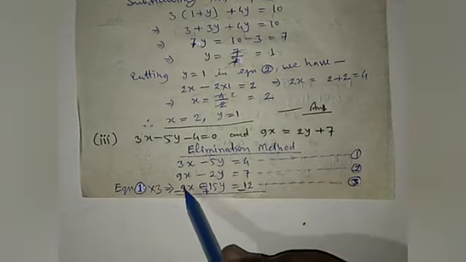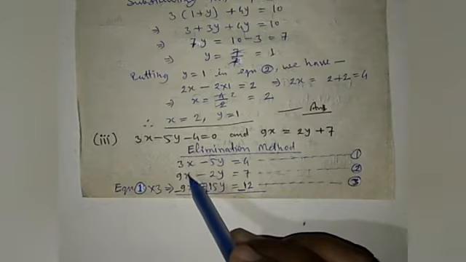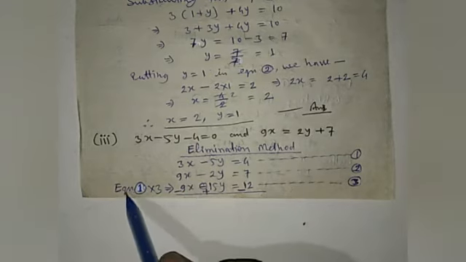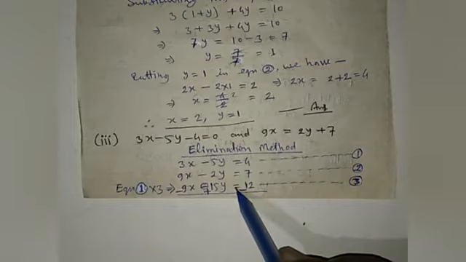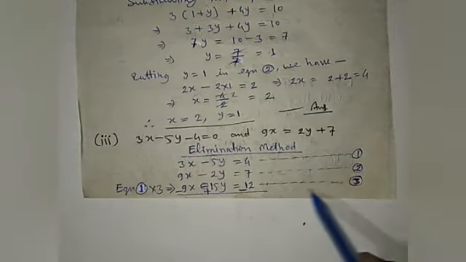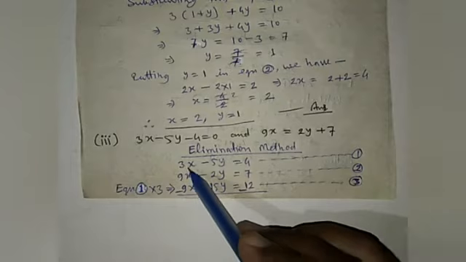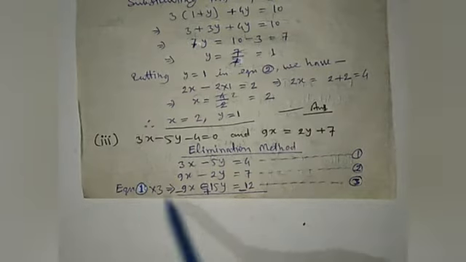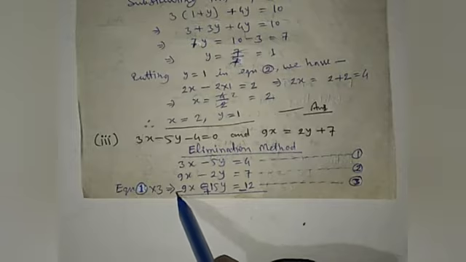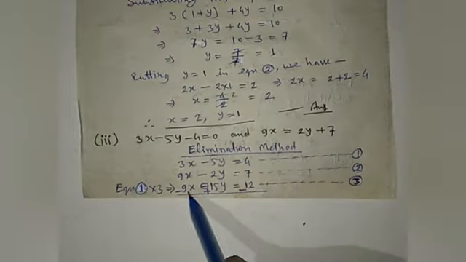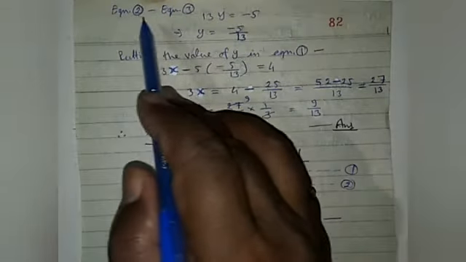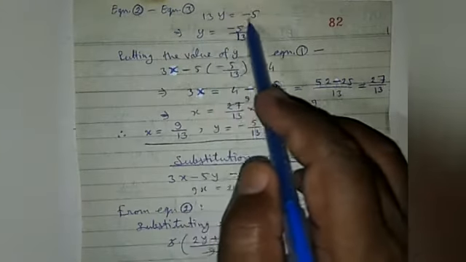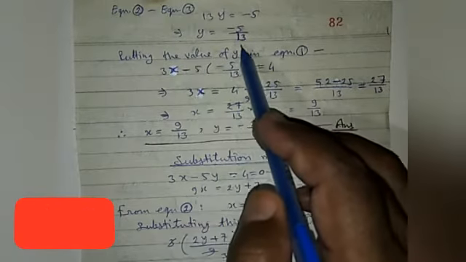Now here, for making the coefficient of one variable, that is x, equal, we multiply equation 1 by 3. So we get 3 threes are 9x minus 15y equal to 3 fours are 12. Let it be equation number 3. Now subtracting equation number 3 from 2, we change the sign of equation 3, so minus becomes plus, and here minus. So equation 2 minus equation 3 will give 13y equal to minus 5. So y equal to minus 5 upon 13.